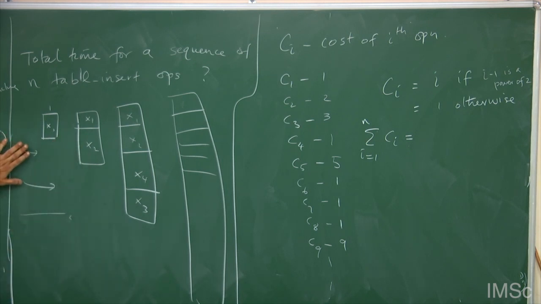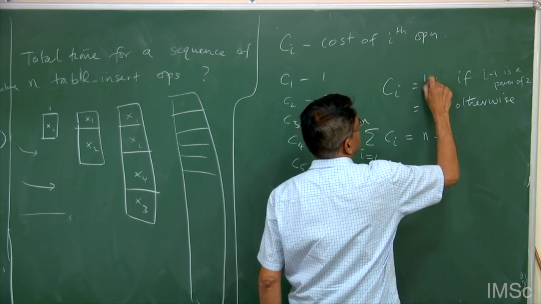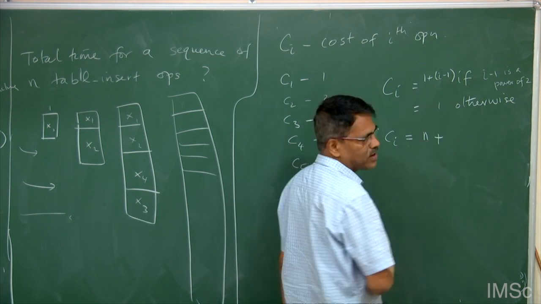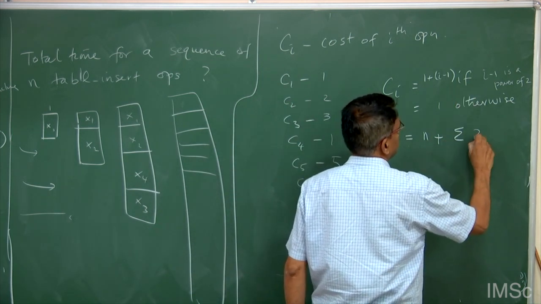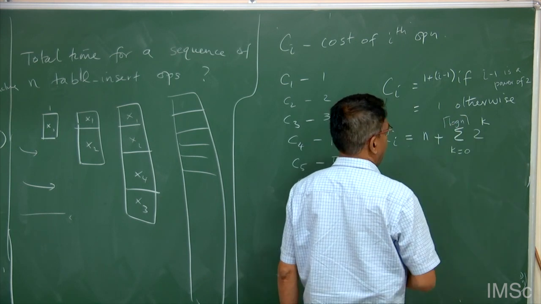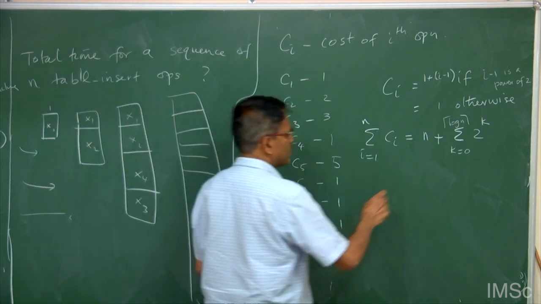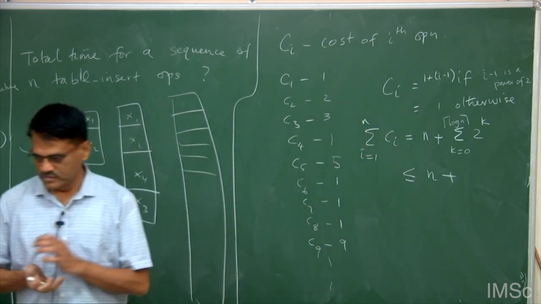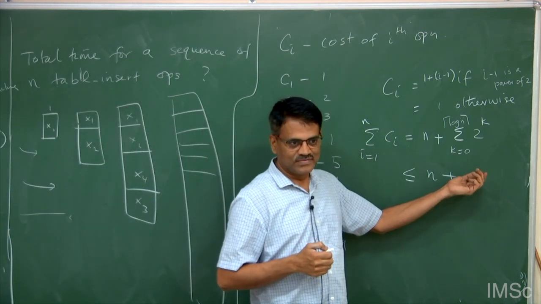I hope the algorithm is clear, what we are doing with this table insertion. So what is this sum? I'm going to say it's n plus, where I write Ci as 1 plus (i minus 1). So this 1 is accounted for in n. Then what I have is some powers of 2, because these i minus 1s are powers of 2. Some 2 to the power k for all k from 0 to log n minus 1, whatever the starting point. Can you say what it is? Some upper bound: 2n.